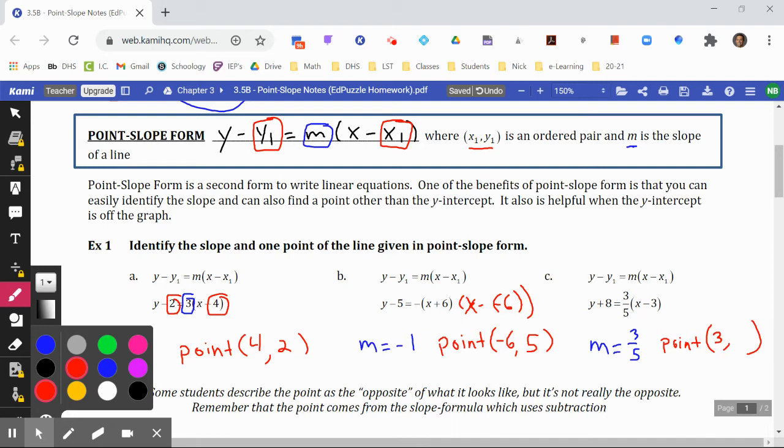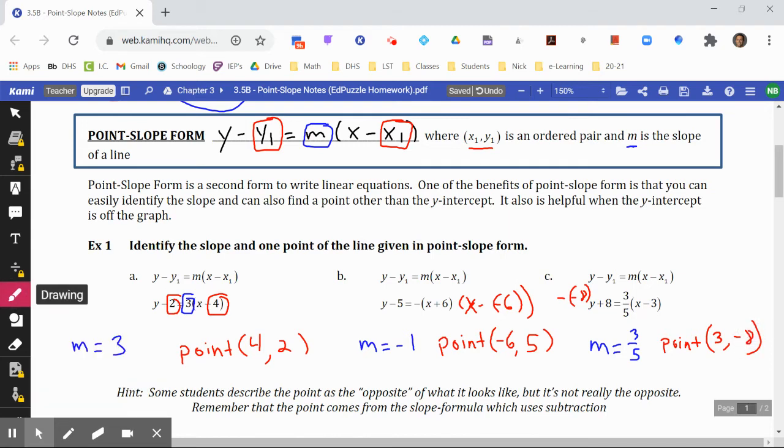And now when I look at my y value, it's y plus 8. Well, my form is y minus y1. So to get that plus 8, that's really minus a negative 8 here. So then my y1 value is really negative 8. All right, now some students say that you kind of think of it as opposite of what it looks. It's not really opposite, because of the form, but if that kind of helps you remember it, you can think of it that way, that it's opposite of what it looks like.